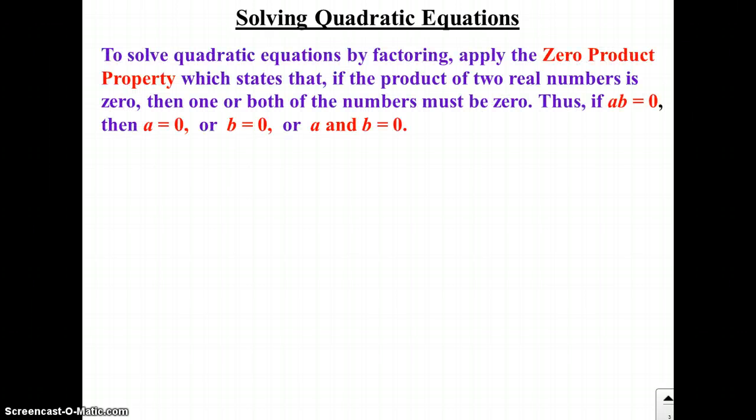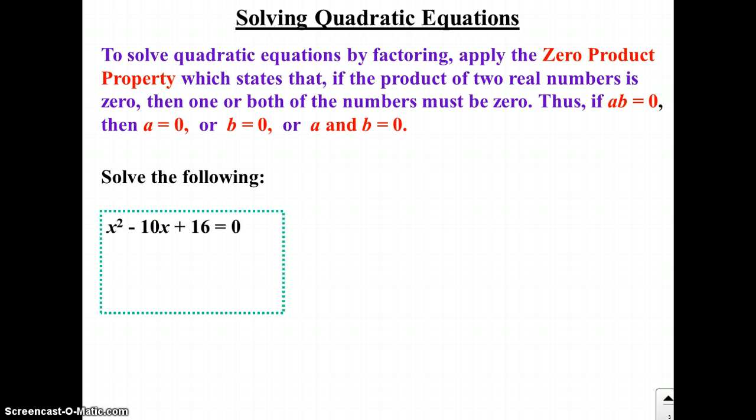To solve a quadratic equation by factoring, we're going to apply the zero product property, and that states if the product of two real numbers is 0, then one or both of the numbers must be 0. Thus, if a times b equals 0, a can equal 0, b can equal 0, or a and b can both equal 0. We're going to use this property every time we solve a quadratic equation using factoring.